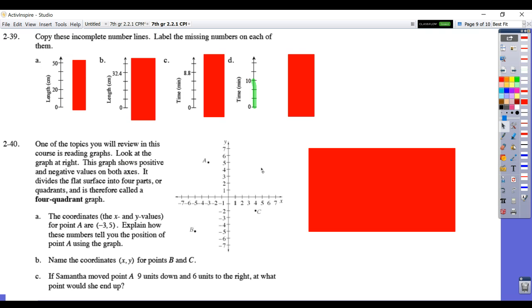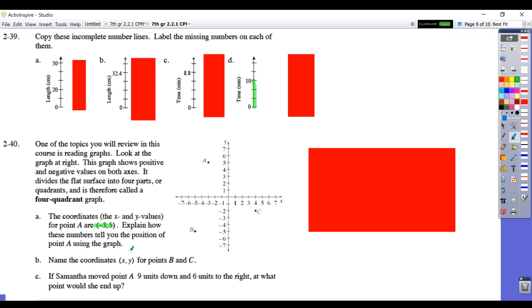For 240, one of the topics you're going to review is reading graphs. So what we want to do is to read coordinates. We did some of that last year, but we're reviewing that, which is a great way to make sure we remember those ideas. So when you look at a 4-quadrant graph, which is what this is, quadrant 1 in the upper right, quadrant 2, quadrant 3, quadrant 4. All right. If we look at a 4-quadrant graph, and we're told that A is at -3, 5, which it is, how does the -3, 5 tell us where A is located? Okay. How do we know that that's where A is located based on -3, 5?